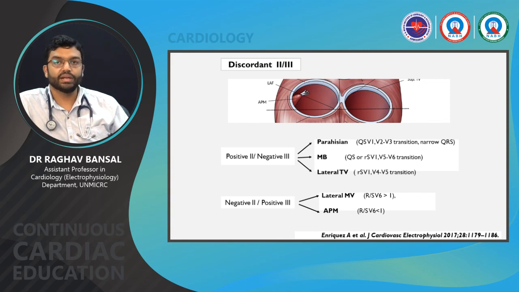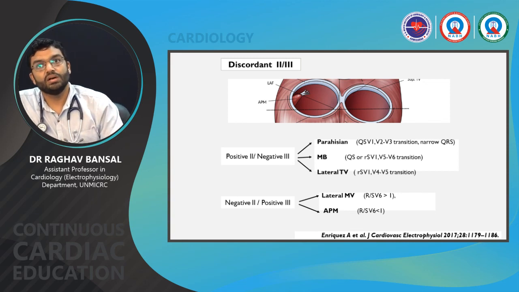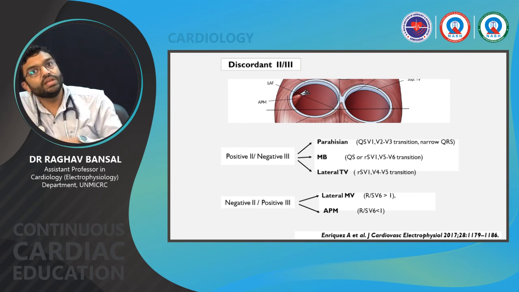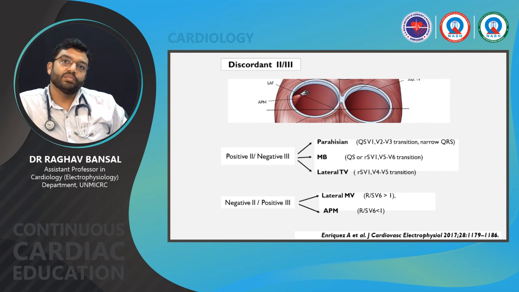arising from the right. It can be parahisian, which typically shows a narrower QRS and QS in V1 and a transition in V2 to V3, or it can be arising from the moderator band, which has a very late transition in V5, V6, or the lateral tricuspid valve, which will give a very broad QRS and a small r capital S pattern in V1 with a late transition.